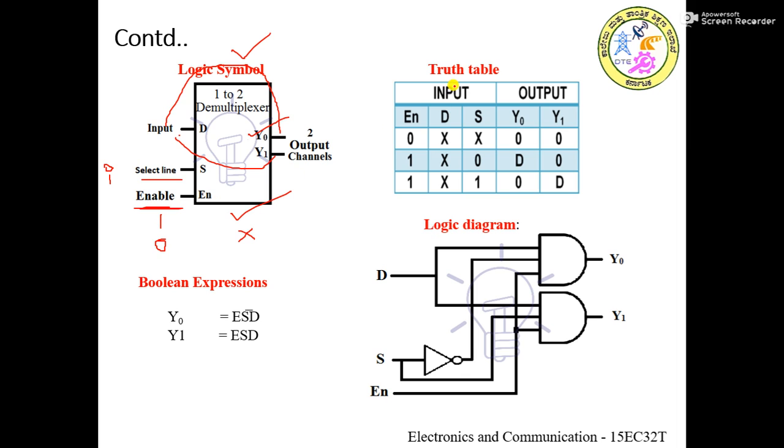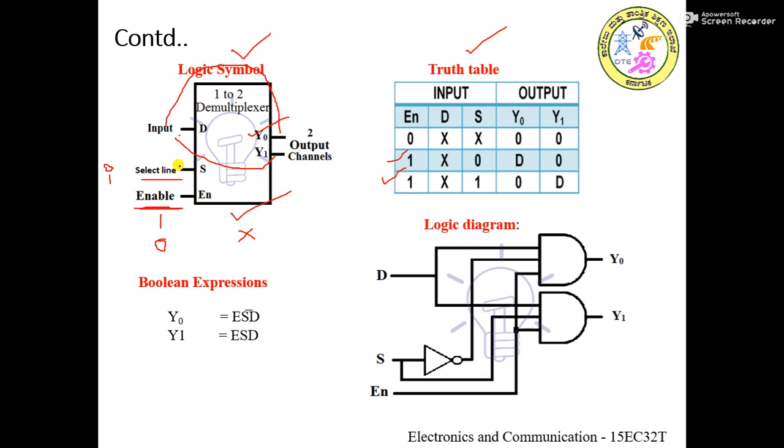So okay, next we shall see the truth table. In the truth table you can see, if the enable pin is made 0, the entire logic system itself will be disabled. Whatever may be the content on D or the select line, the outputs remain 0. Next, in the next two cases, the enable pin is made high. So whenever the enable pin is made high, the logic system is enabled.